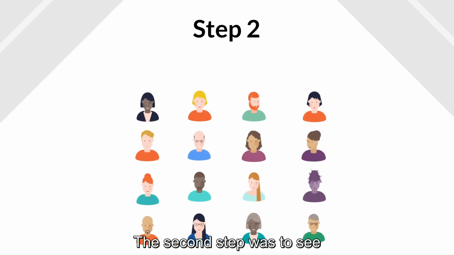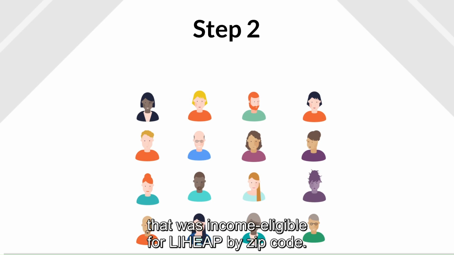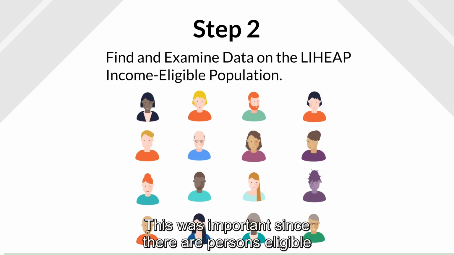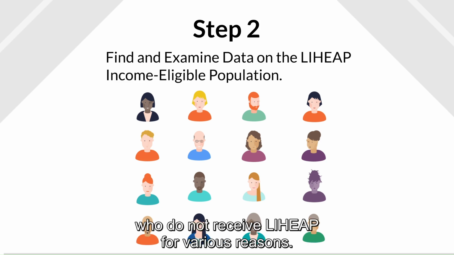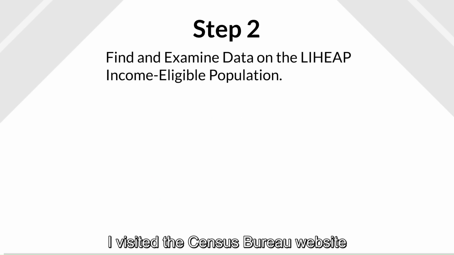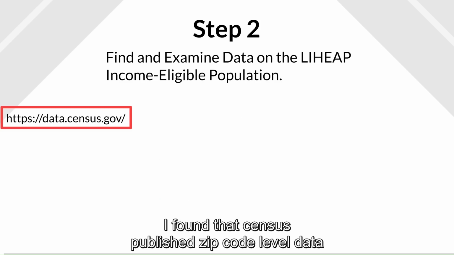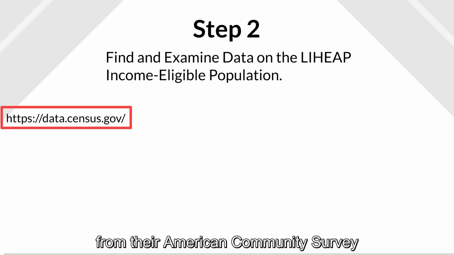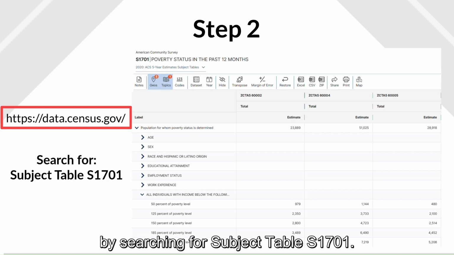The second step was to see if data were available on the population that was income eligible for LIHEAP by zip code. This was important since there are persons eligible for LIHEAP based on their income who do not receive LIHEAP for various reasons. I visited the Census Bureau website and explored the available data on persons by income level. I found that Census published zip code level data from their American Community Survey on persons by poverty level. This data is free and can be found by searching for subject table S1701.